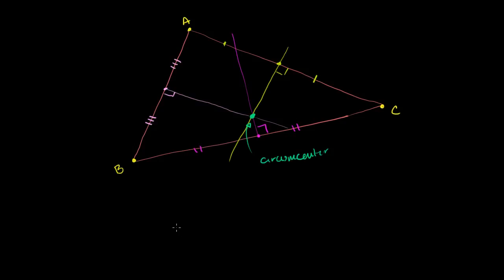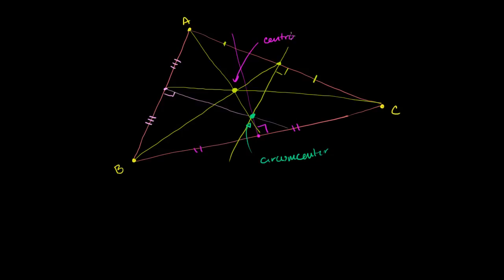Now let's draw the medians. So the medians go from each of the vertices to the midpoint of the opposite side. So let me draw. So this is a median. This is a median. This is a median. And all the errors in my drawing will start to become apparent now that I'm trying to do multiple things with it. But we know all of the medians intersect at the centroid. So this right over here is the centroid.